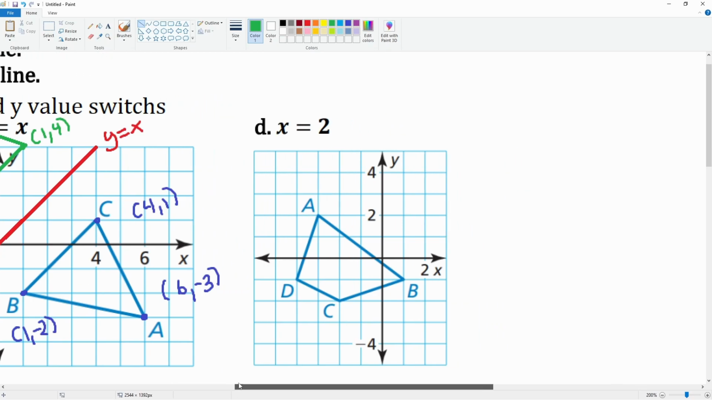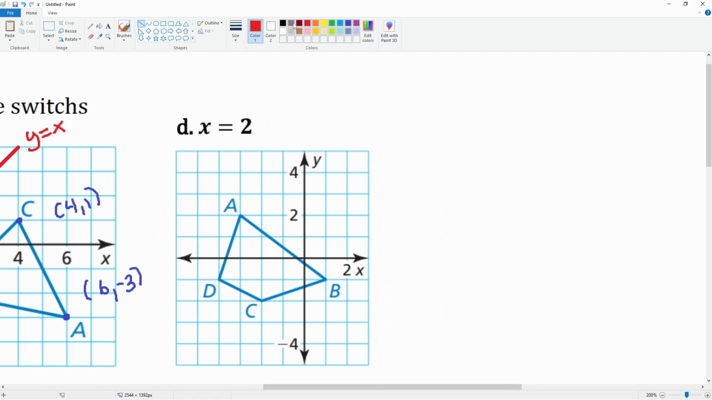Next, the x equals 2 part. This is very difficult to see, so let's make sure we know where x equals 2 is. So x equals 2 is this line here, because that is where the value of x is 2. Okay, you want to reflect it. There's really no rule here because this is not over a specific axis, so you would just have to manually count like before. So B is 1 unit away, so its reflection will also be 1 unit away. This is where B prime would be.